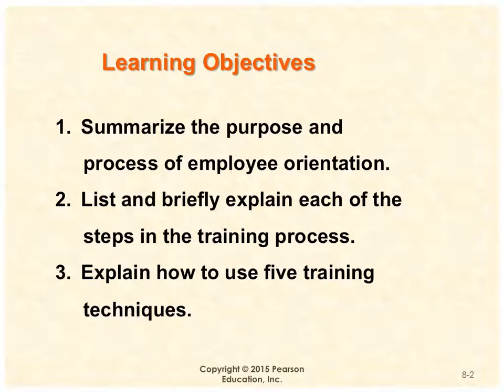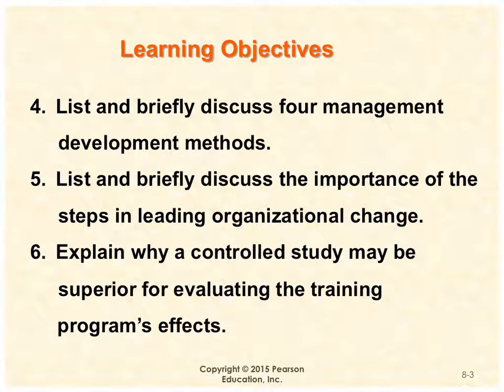So to go over the learning objectives for this chapter, the first one is summarize the purpose and process of employee orientation. Second, list and briefly explain each of the steps in the training process. Third, explain how to use 5 training techniques. Number 4, list and briefly discuss 4 management development methods. Number 5, list and briefly discuss the importance of the steps in leading organizational change. And finally, explain why a controlled study may be superior for evaluating the training program's effects.